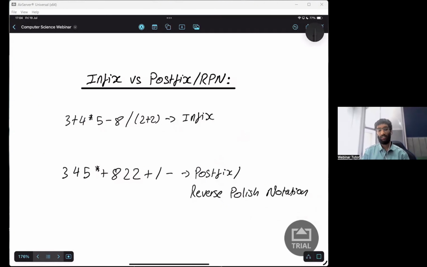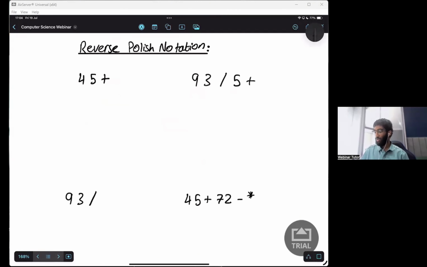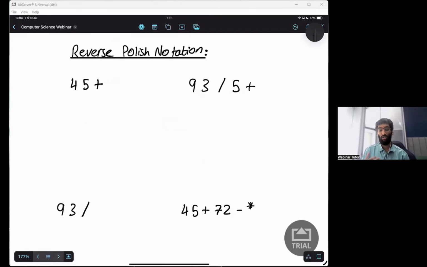Now, it may look slightly different to how infix does, but trust me, it is the exact same expression. And we'll see that just in a bit. And we'll see also why we use this. So first, we're going to look at how to evaluate reverse Polish notation.